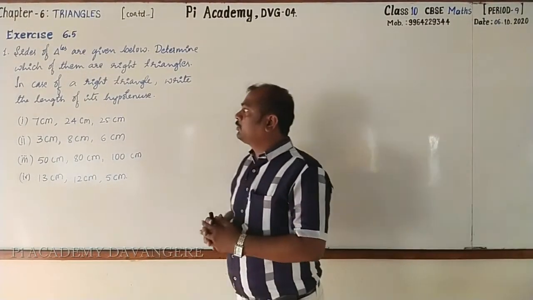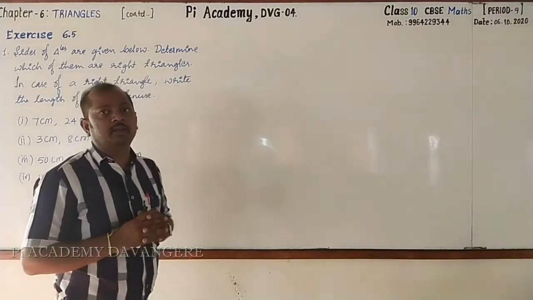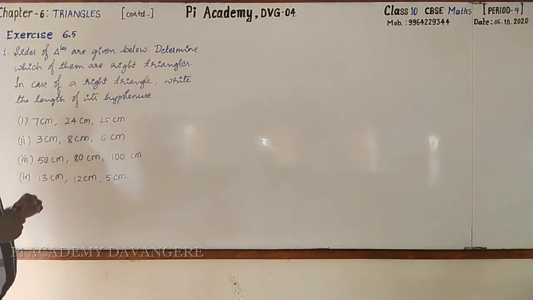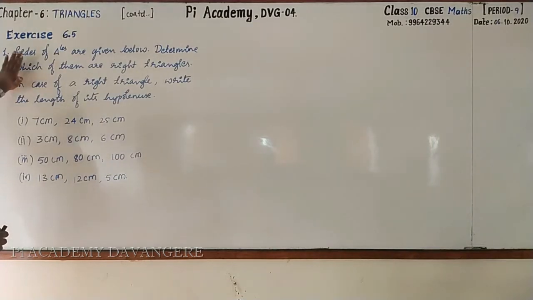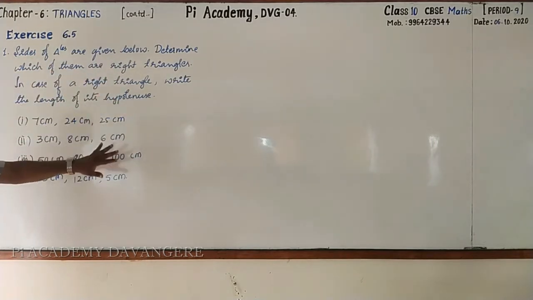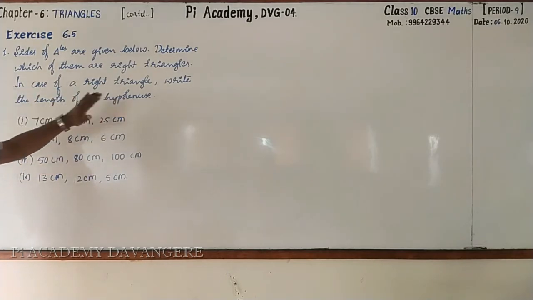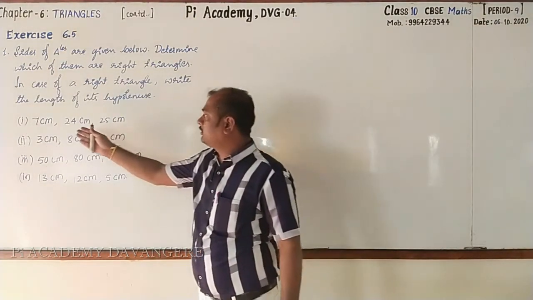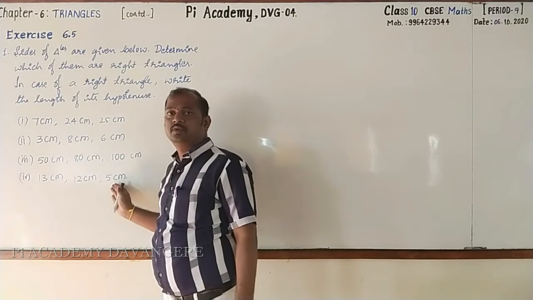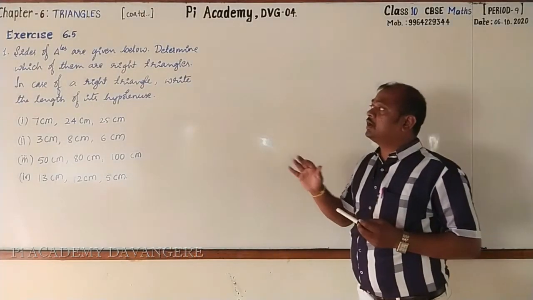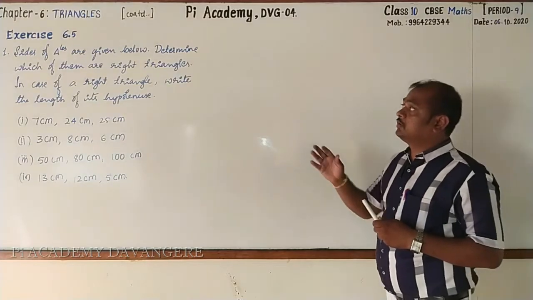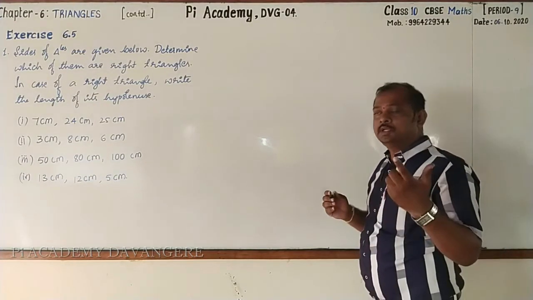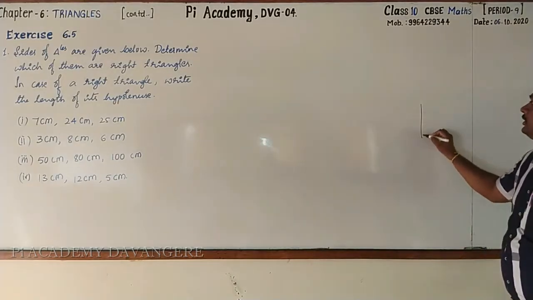Dear students, now we are going to answer the questions that are given in exercise 6.5. Go through the first one. The sides of triangles are given. Determine which of them are right triangles. In case of a right triangle, write the length of its hypotenuse. Dear students, here they have given the sides of the triangles. But how to identify whether they are the sides of a right triangle or not? It is better to recall the right triangle property.